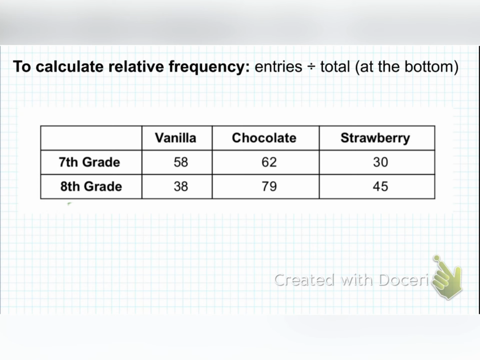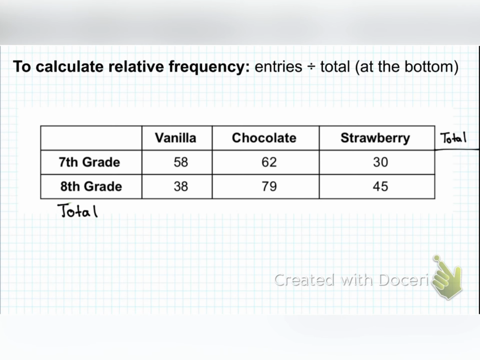To calculate the relative frequency, we have to take the entries and divide them by our totals. Okay, now if we look at this table, they haven't given us any totals, so we have to go through and find all the totals. So I'm going to add to the chart that they gave me, and make one row down here called total, and then I'm going to come off to the other side and make a column called total.